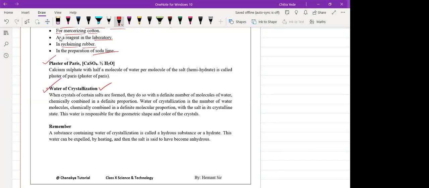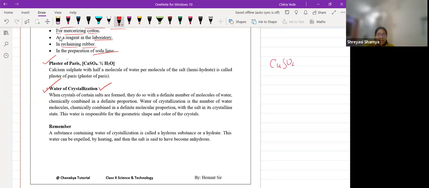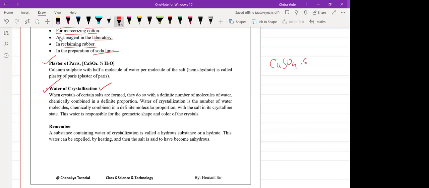Okay, see, most salts are present along with water molecules. Like we have copper sulfate, CuSO4, which contains 5H2O along with it, right? So that water molecule is present in the crystalline structure of the salt, right? Water molecule present in crystalline structure.